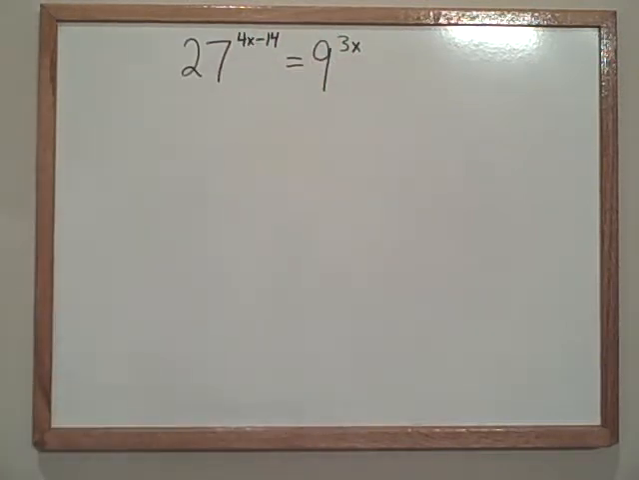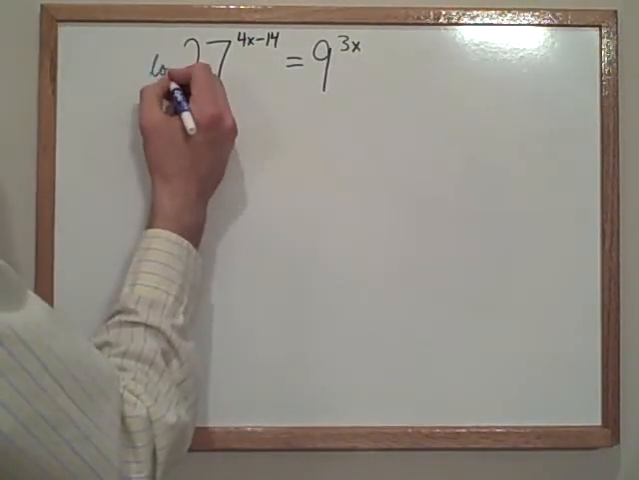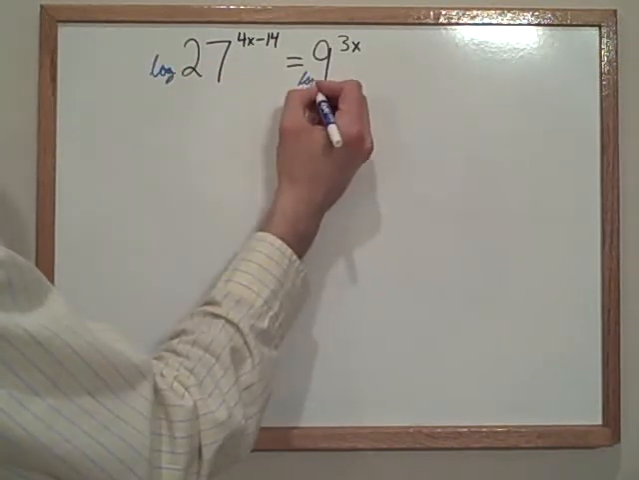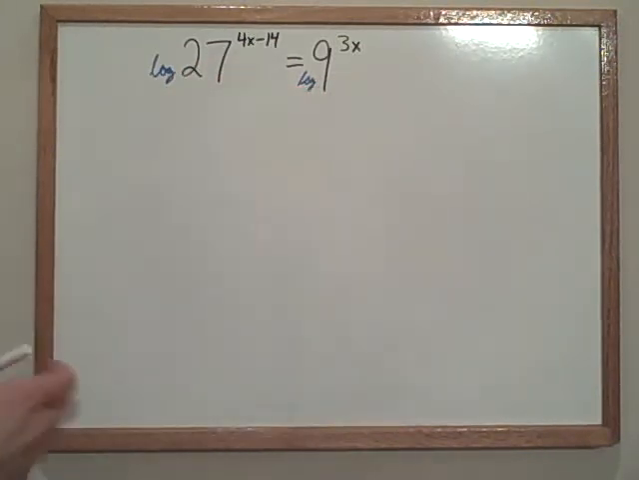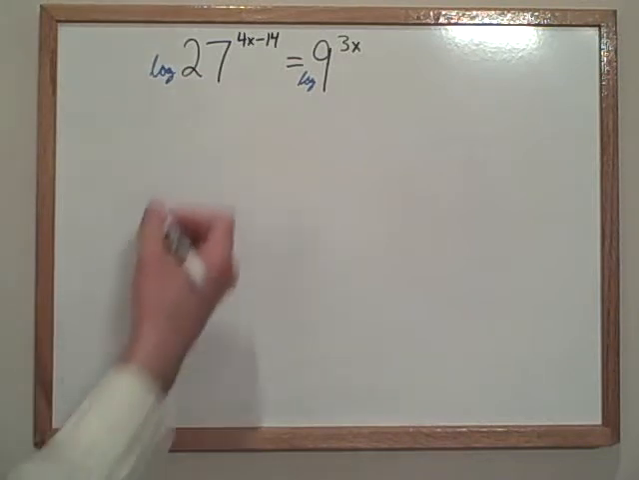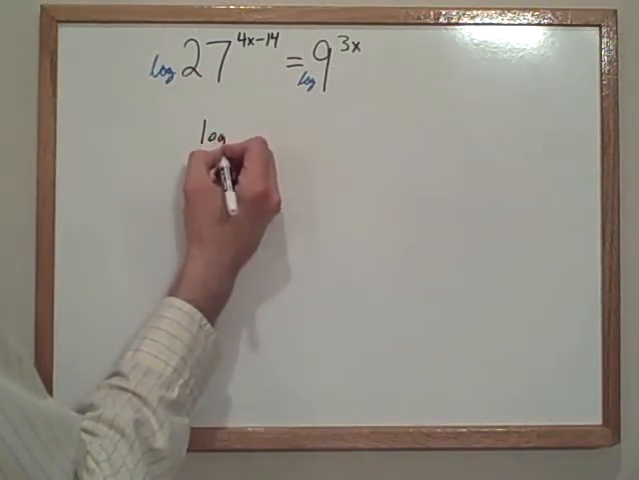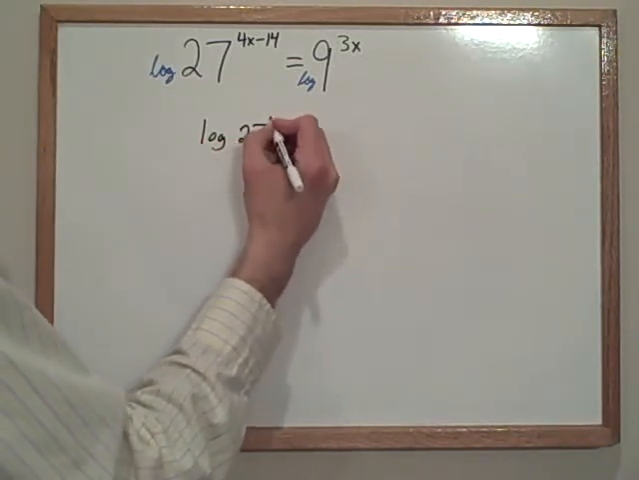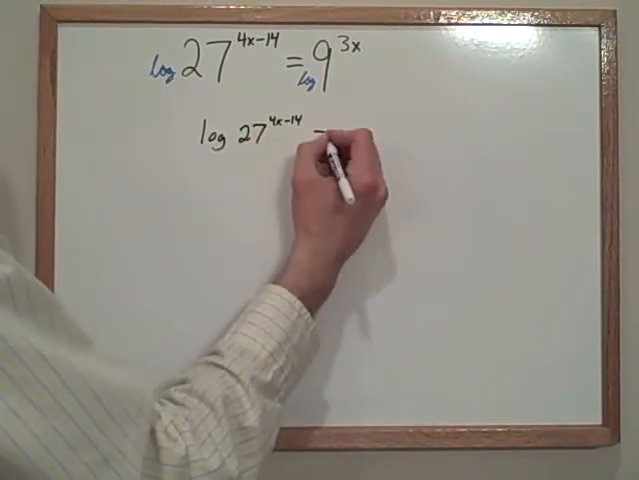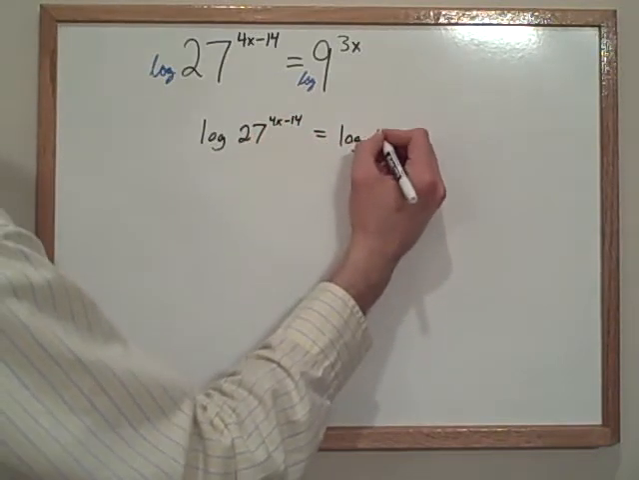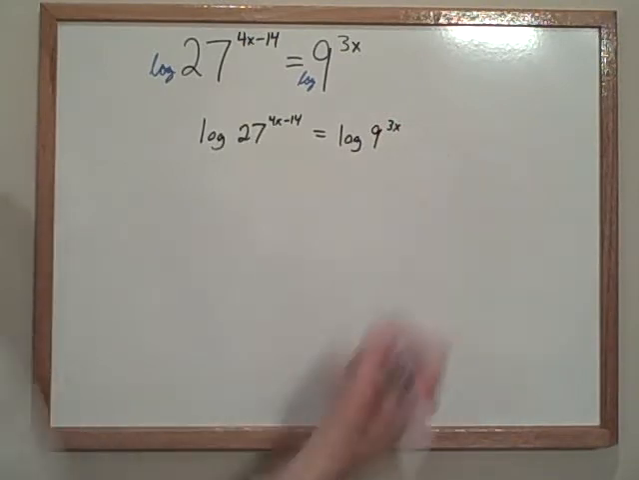What we're going to do to start this problem, instead of trying to convert it into a logarithm, we're going to do the same thing to one side that we do to the other. We're going to take the log of both sides. So the log of this side and the log of that side. It is perfectly legal. So the next step is going to look like this. Log of 27 with that ridiculous exponent equals log of 9 to the 3x, that ridiculous exponent.